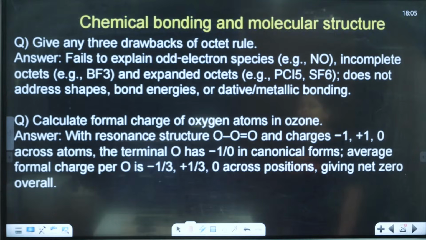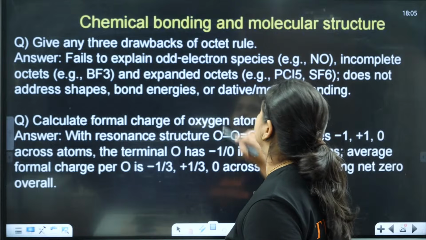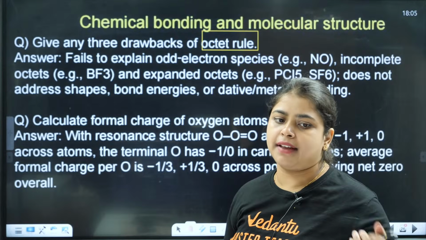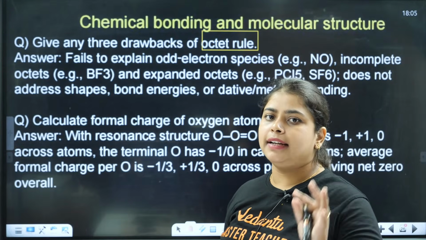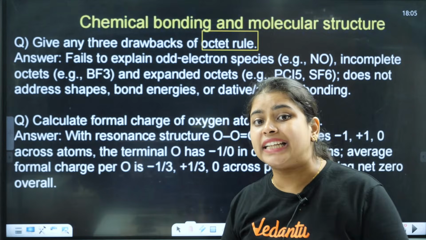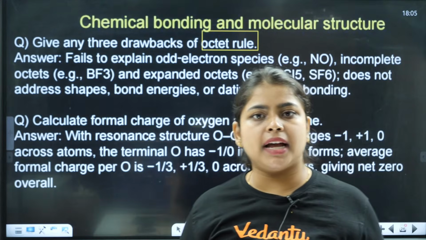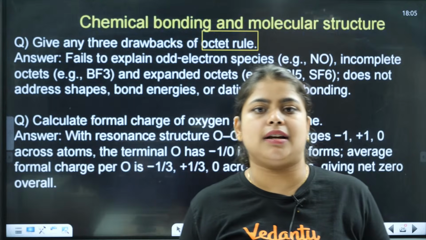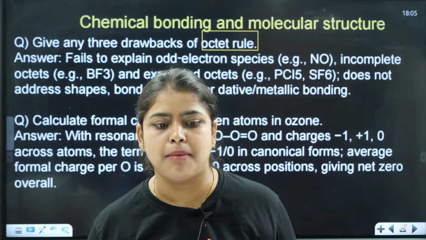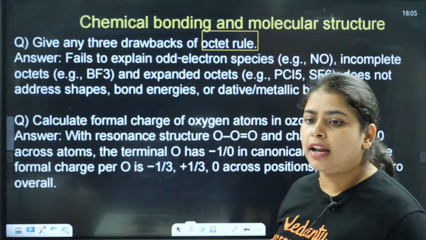Next, give any 3 drawbacks of the octet rule. The octet rule, this is very important, guys. Drawbacks of the octet rule, and what does the octet rule mean? In the last orbital, it needs to have 8 electrons. If it has 8 electrons, it has completed its octet. If it doesn't have 8 electrons, it hasn't completed its octet. Means what? It is not acting like the noble gases. Who are the Ambanis? The Ambanis are the noble gases.